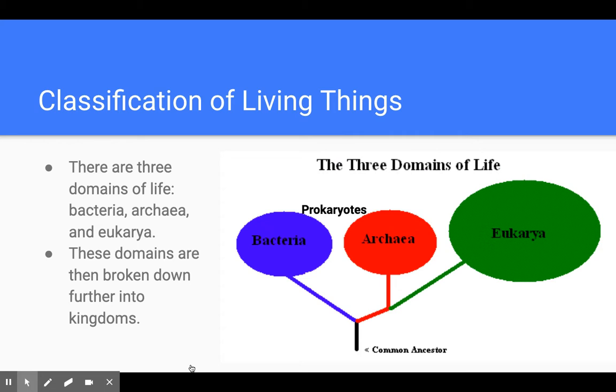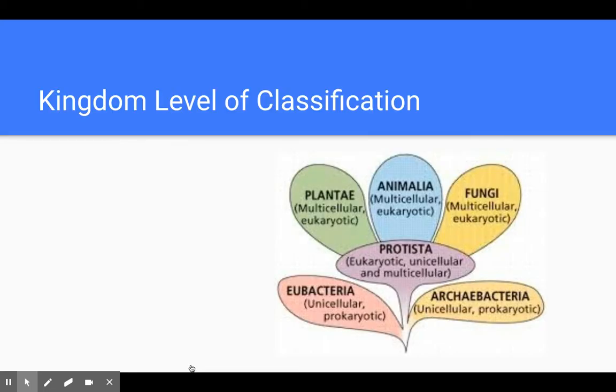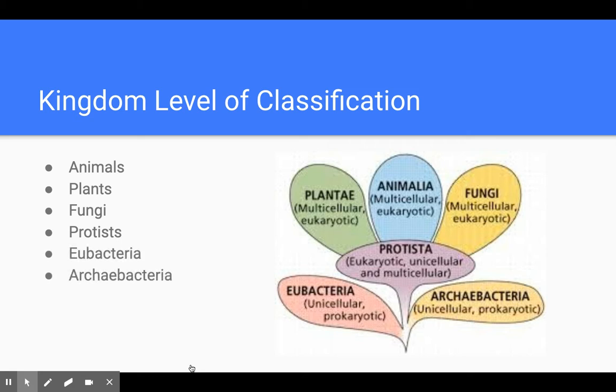In the last video, we finished by talking about the fact that there are 3 domains of life: bacteria, archaea, and eukarya. Those 3 domains of life can then be broken down further into kingdoms. There are 6 kingdoms that come from these 3 domains, and we're going to talk about that today. First of all, the 3 that you're probably most familiar with are animals, plants, and fungi. Then we have protists, eubacteria, and archaeobacteria.